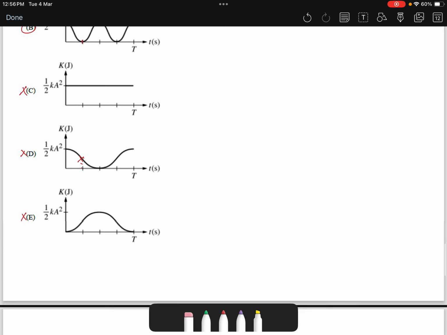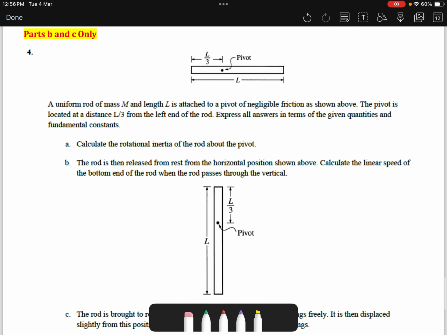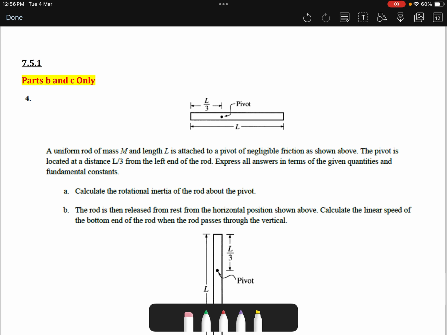Okay, next. This is free response. We need to solve this question. Actually, the parts included in the final are only B and C. But to solve them, we need to solve A. So, to solve A, I will make another video for the free response.